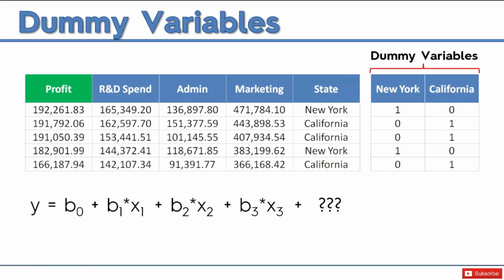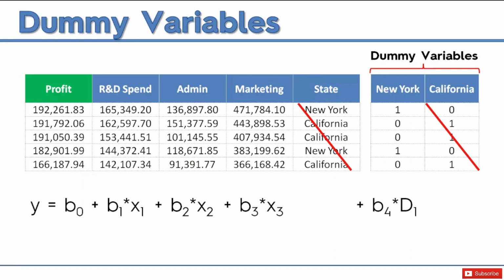All you have to do is use the New York column, and you're going to be using it instead of state, so you're not going to be using state anymore. And basically you add a variable, which is B4 times D1. And D1 in this case is your dummy variable for New York. And you don't use the California column either.